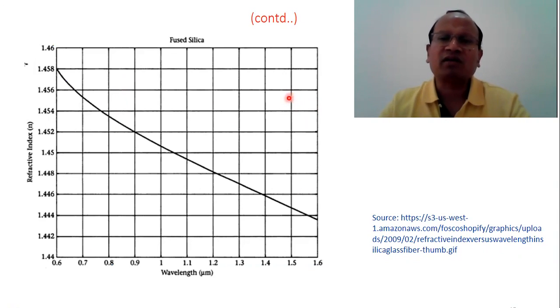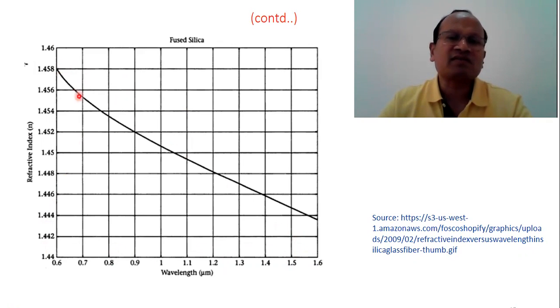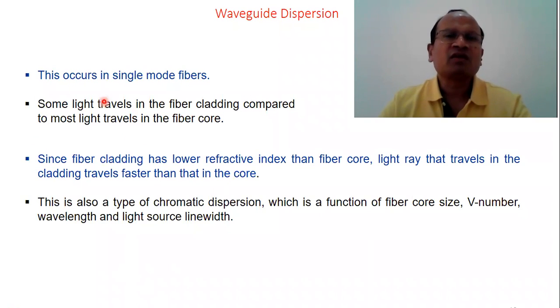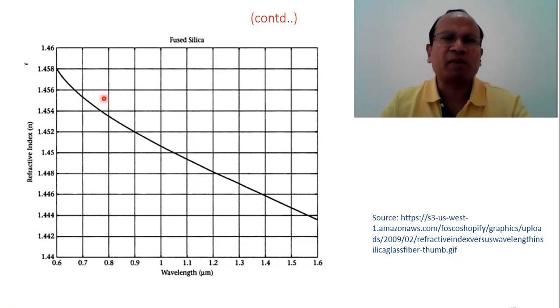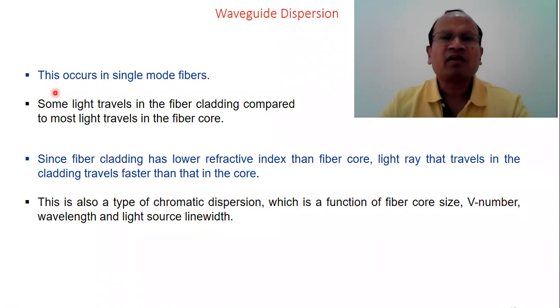This is the plot between the refractive index and the wavelength. If you can see in the fused silica, when we increase the wavelength value, the refractive index is decreasing. So there is a relationship between refractive index and the wavelength. So when we say that something is depending on wavelength, then obviously it will depend on refractive index as well.